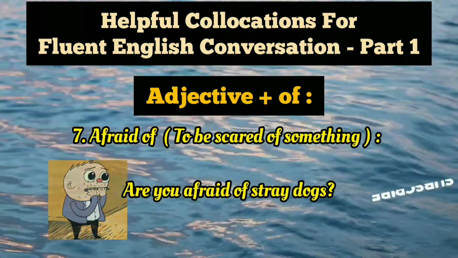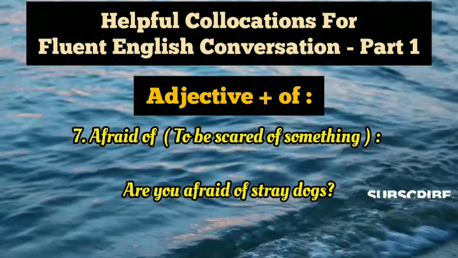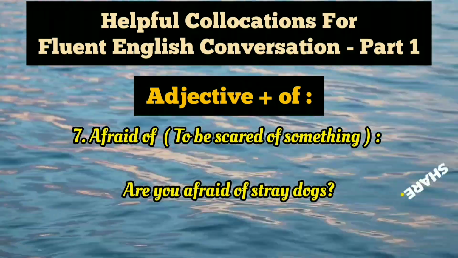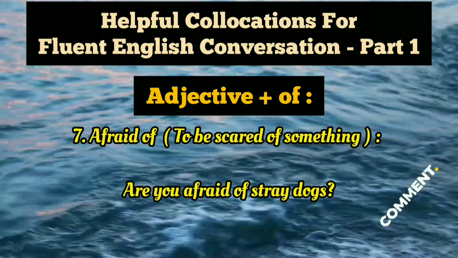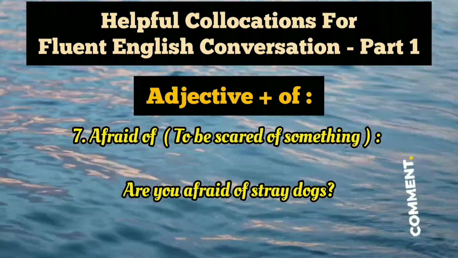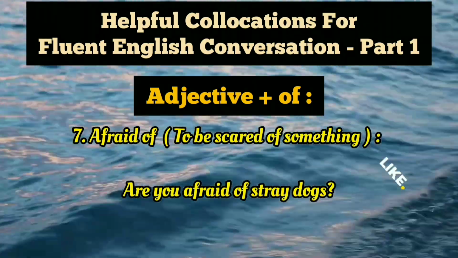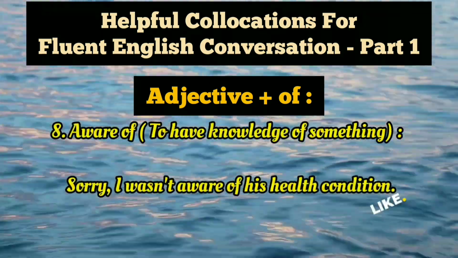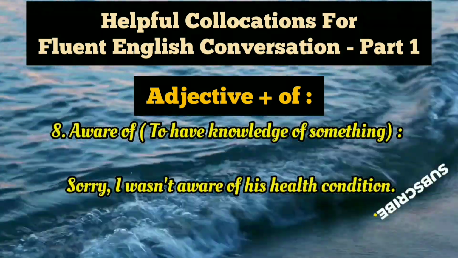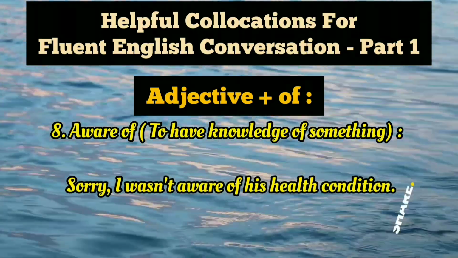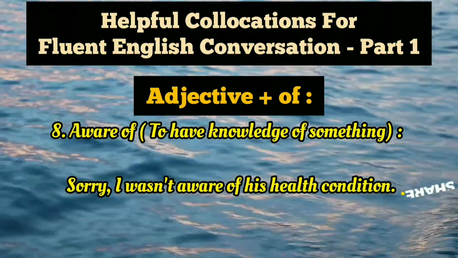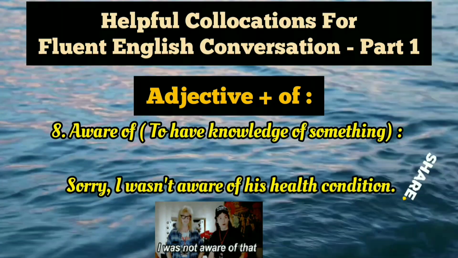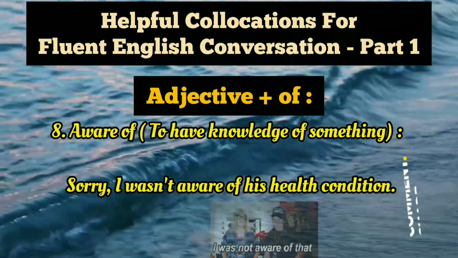That means to be scared of something. So let me show you how to use it. As you see in the example, are you afraid of stray dogs? Like this way you can use this wonderful collocation. Up next we will see the second one. The second one is aware of. Here again I am using aware, which is an adjective, and combining it with of to form this collocation, aware of. It means to have knowledge of something.